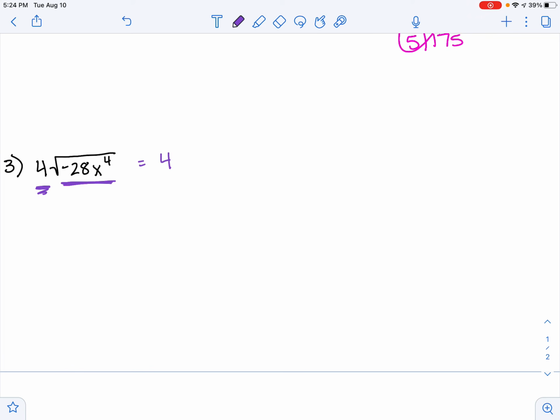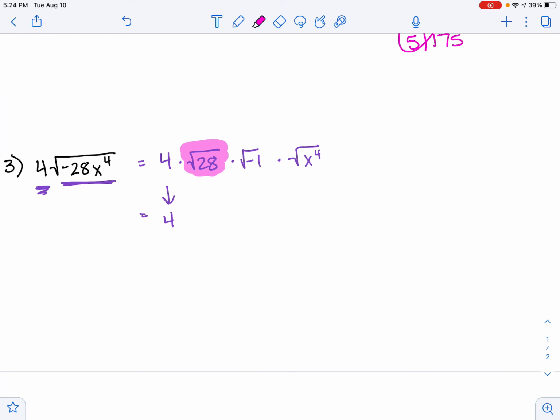The square root of -28 can be rewritten as the square root of 28 times the square root of -1, because 28 times -1 is -28. And then I'm going to deal with that variable separately, so I'll include the square root of x to the 4th. So we're going to look at this one part at a time. Let's start off by bringing down our 4.